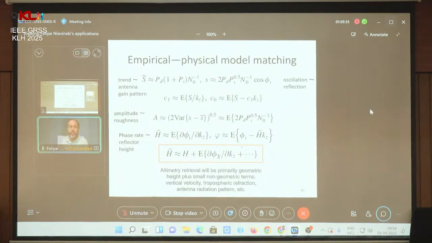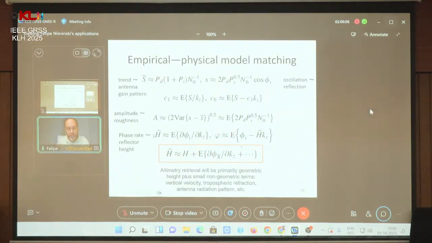But then we have an empirical model, which is just trying to fit a curve to your SNR readings. And the empirical model is what I have just presented, which is a polynomial and a sinusoid superimposed. So when you do this matching between the physical model and the empirical model, you get a clear picture of what is being estimated in each term.